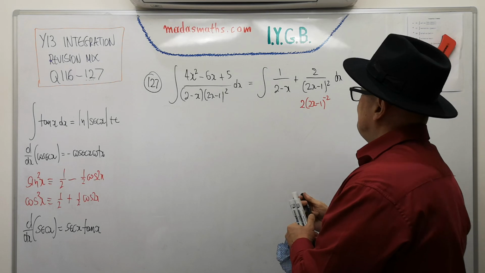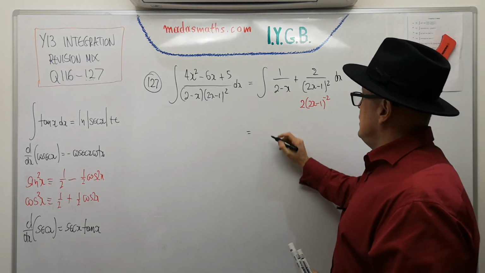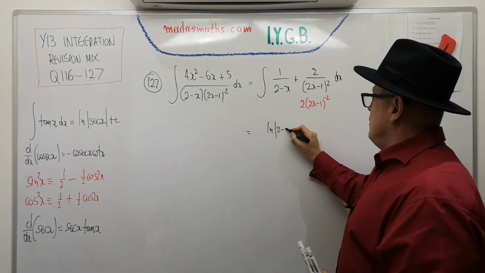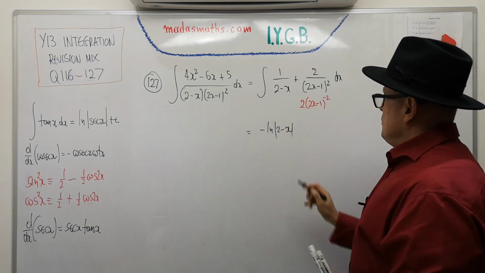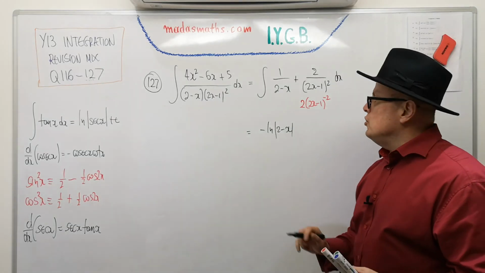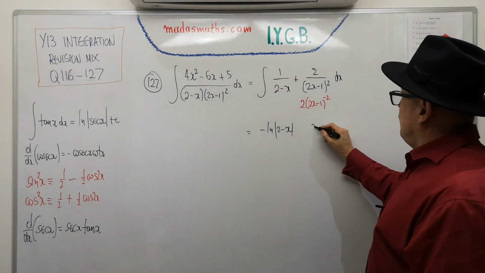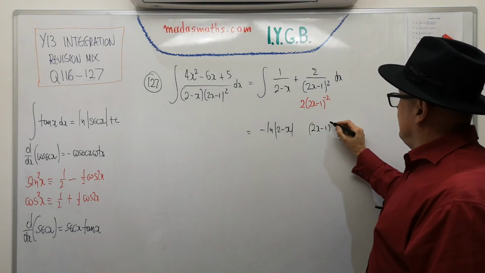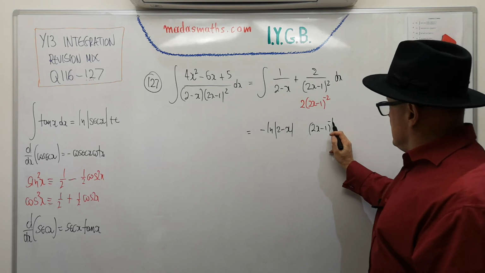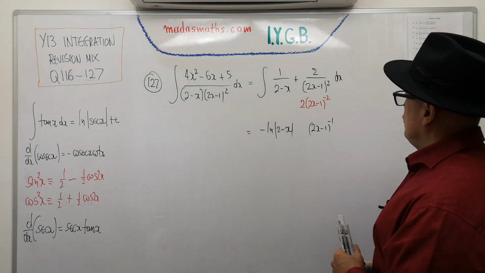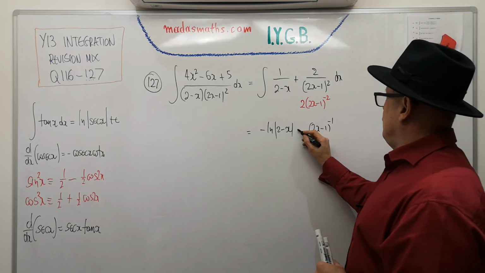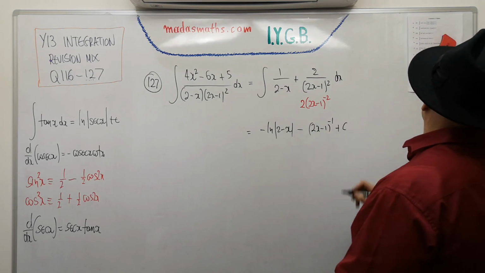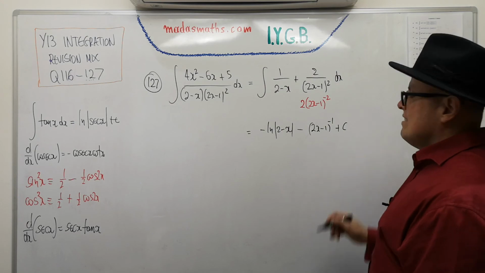So this is a log, so it's obviously the log of mod 2 minus x. We have a minus from the chain. You can actually swap this if you want, x minus 2, because it's modded in there. And for this, increase the power by 1 to the minus 1. Now differentiate it. Minus 1 times 2 is minus 2. 2 divided by minus 2 is minus 1, plus c. And let's check this. And there you go.